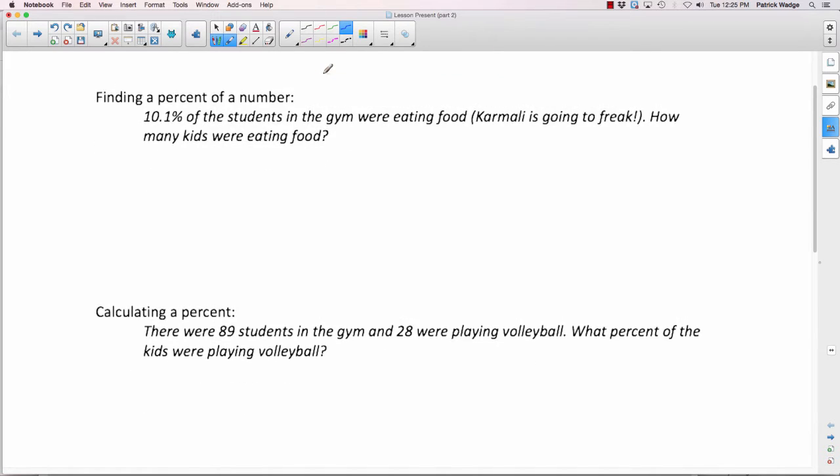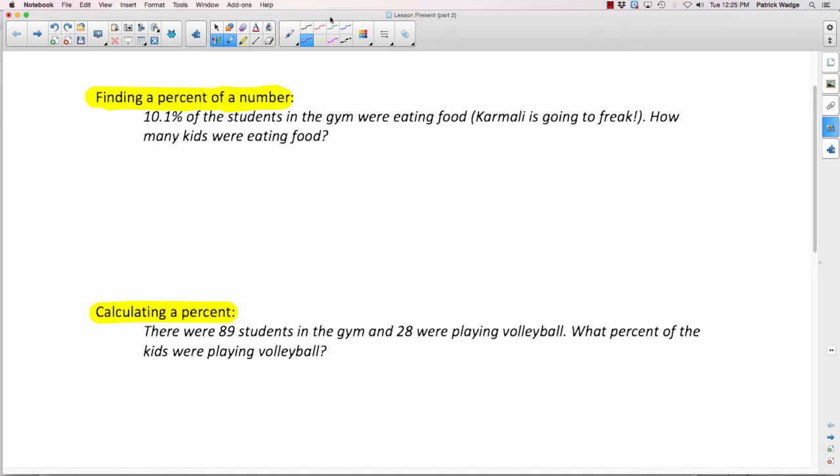The reason I want to do that is because last time, the only type of question that you actually encountered with your homework and everything was finding a percent of a number. And today we're going to actually calculate a percent. So you found a percent of a number, a certain percentage of the number. Today we're going to need to do that, and we're also going to need to find an actual percent. So let's quickly figure them both out.